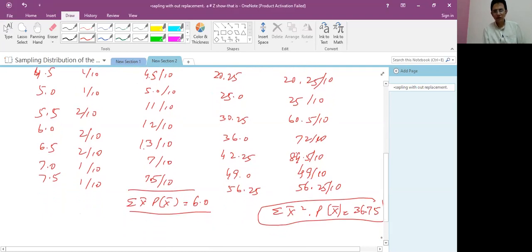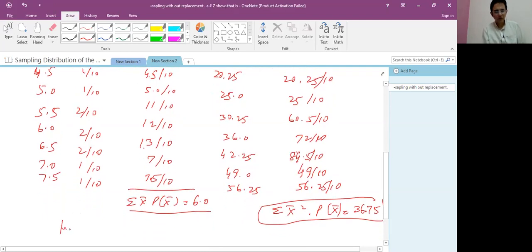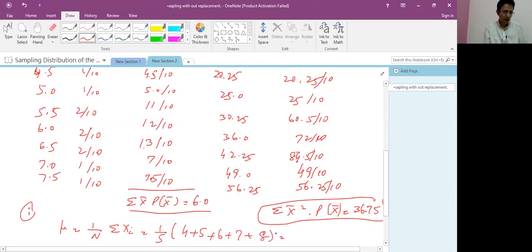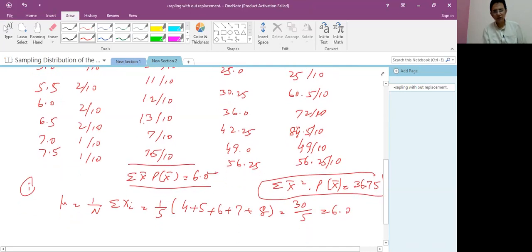So what is mu? In the first part, mu is 1 upon n summation xi. 1 upon n means 1 upon 5. Summation x is 4 plus 5 plus 6 plus 7 plus 8. So these are the observations. If we add them and divide by 5, it is 6. So therefore, student, they are equal to the expected value of x bar.